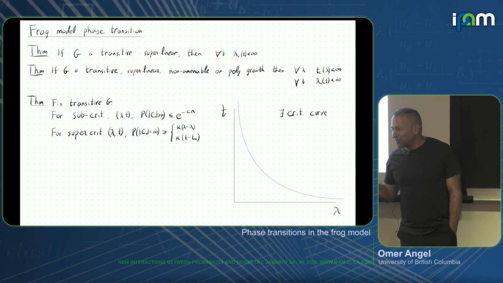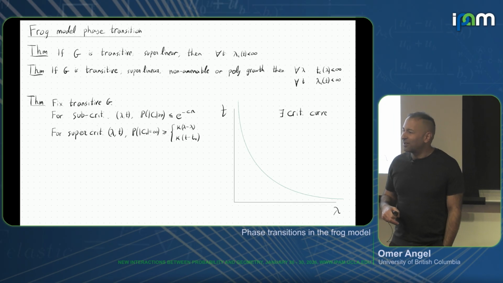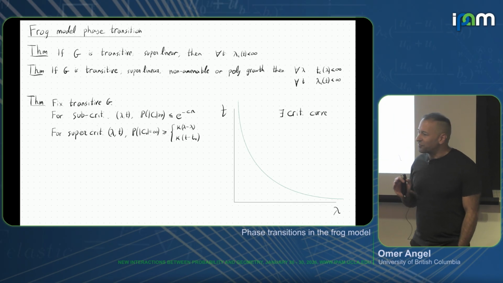We talk about transitive. You can do quasi-transitive without much work. More general graphs, all sorts of things could happen.